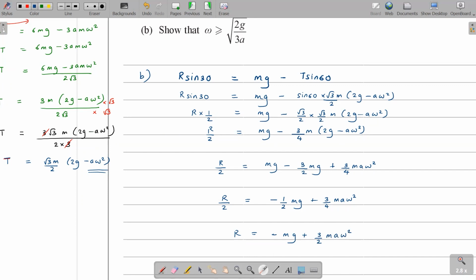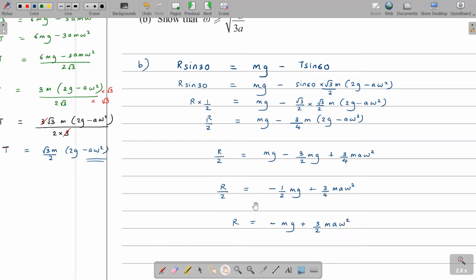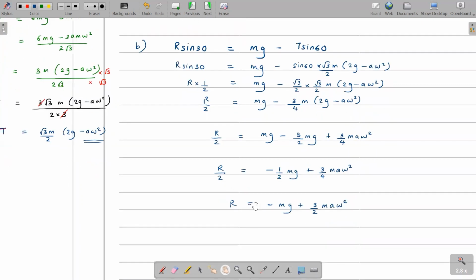Do you see what I did here? I took the 2 to the other side as a multiplication. So now I have found R.